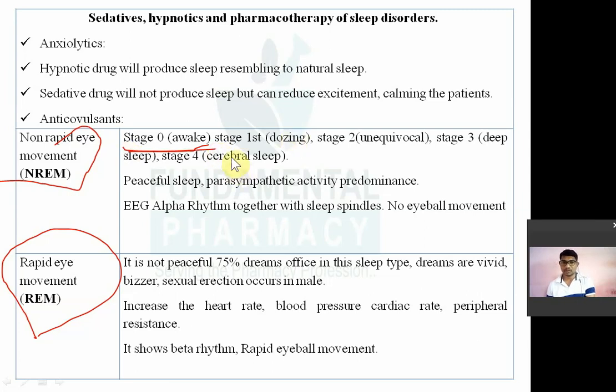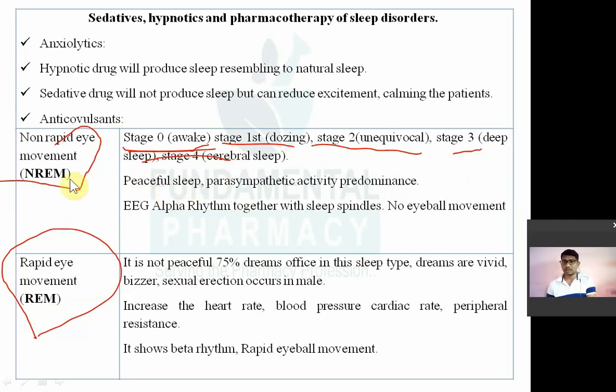Now stage one is known as dozing. In this stage you will not see objects clearly and you will not hear voices clearly. Stage two is univocal. Again, you will not understand what is going on in the surroundings. Stage three is known as deep sleep, and stage four is known as cerebral sleep.